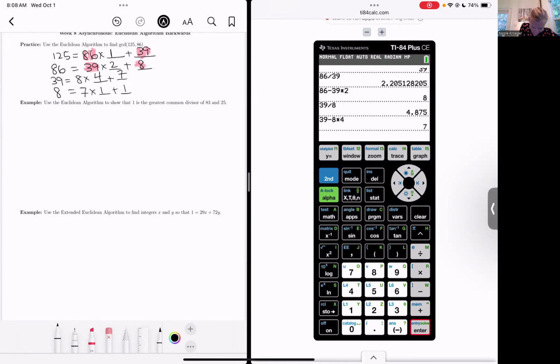And then the last step, which I sadly don't have room to write under here, is going to be 7 is 1 times something. So remember, this is the 7 and the 1 that I'm carrying down now. So 7 is 1 times 7 plus 0. We've gotten down to a remainder of 0, which means that the previous remainder is my GCD, which is the 1 here. So the GCD of 125 and 86 is 1. So those two numbers have nothing in common. So that is what we've got there.